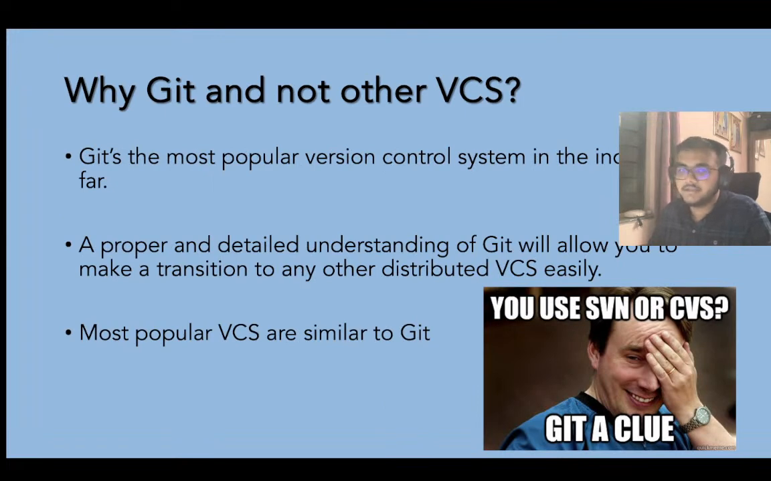So Git is the most popular version control system in the industry, and it provides a proper and detailed understanding of version control, which will allow you to make a transition to any other distributed version control system easily. And most of them are similar to Git only.